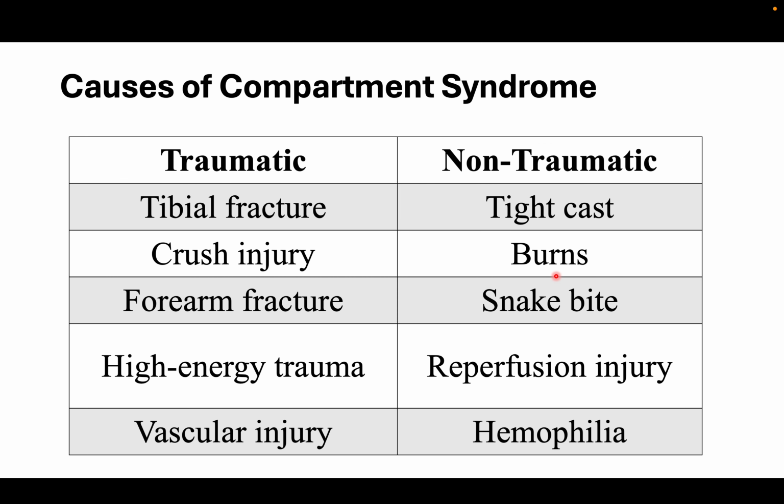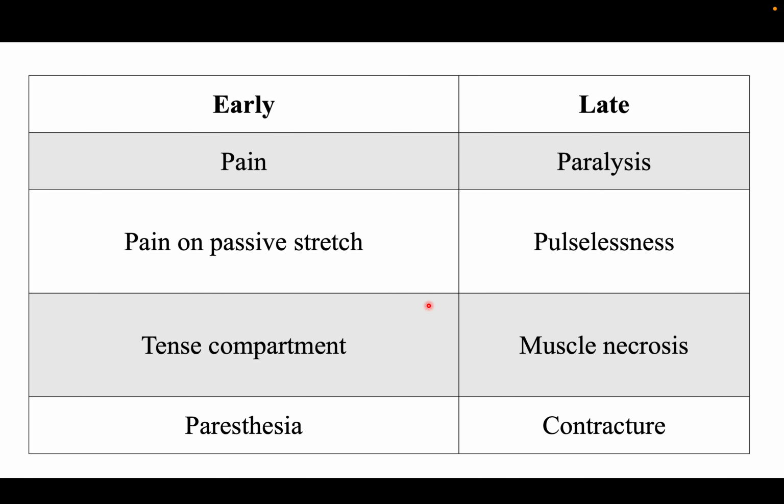So there are traumatic and non-traumatic causes: tibial fracture, crush injury, forearm fracture, high energy trauma, vascular injury; non-traumatic: tight cast, burn, snake bite, reperfusion injury, or hemophilia. In the early phase there will be pain, in the late phase there will be paralysis. Early phase: pain on passive stretch; late phase: pulselessness. In the early phase there is a tense compartment, which in the late phase leads to muscle necrosis and paresthesia. In the late phase you develop the contracture.